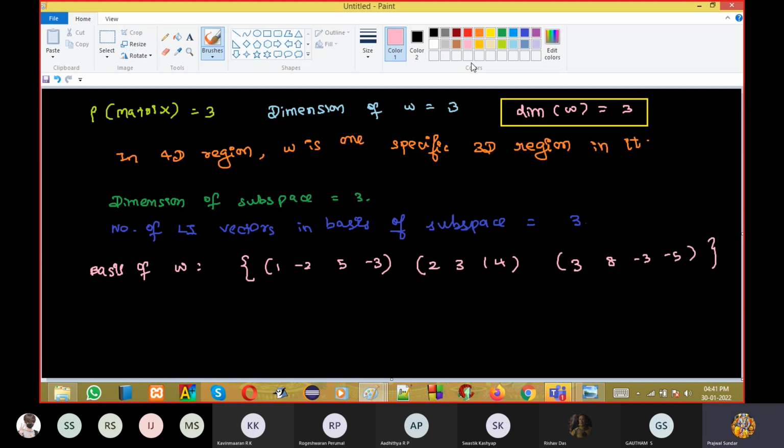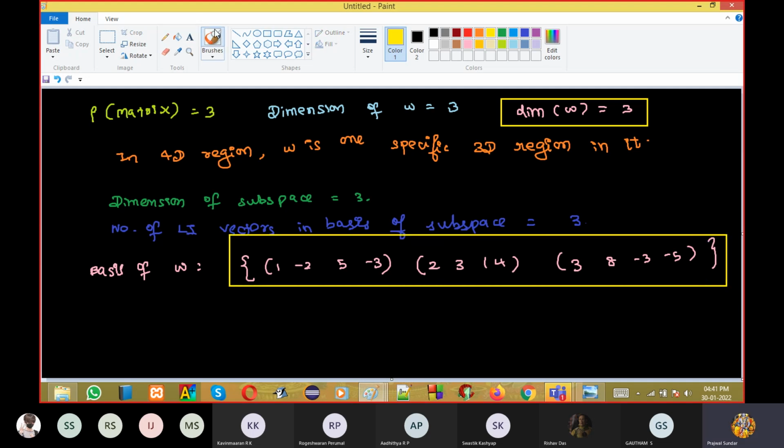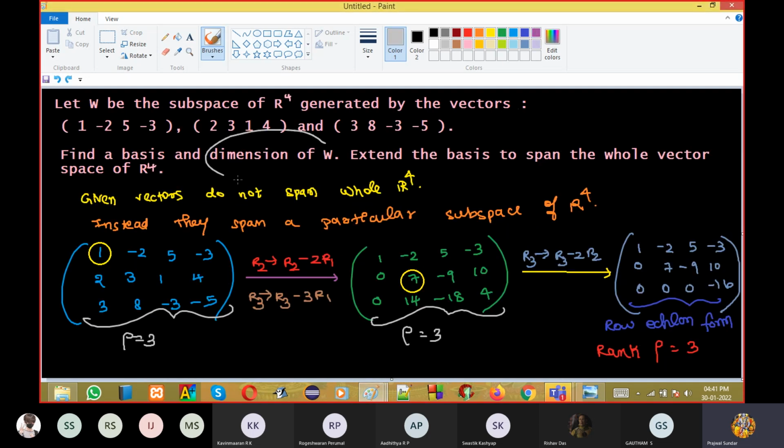I am taking this itself, okay? Because anyway, there are 3 independent vectors, right? To find a basis, I need 3. I need as many independent vectors as the dimension. Correct? So I have 3. Dimension is 3. So I have found the dimension of W.